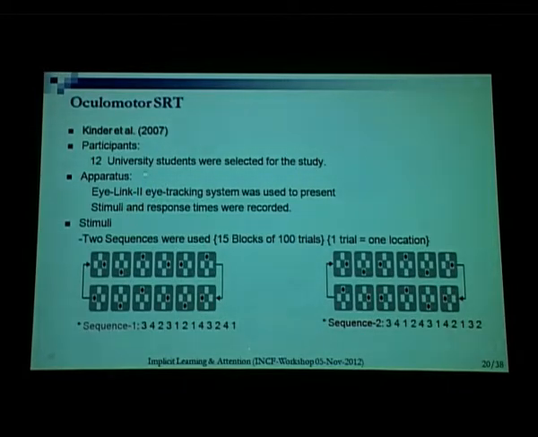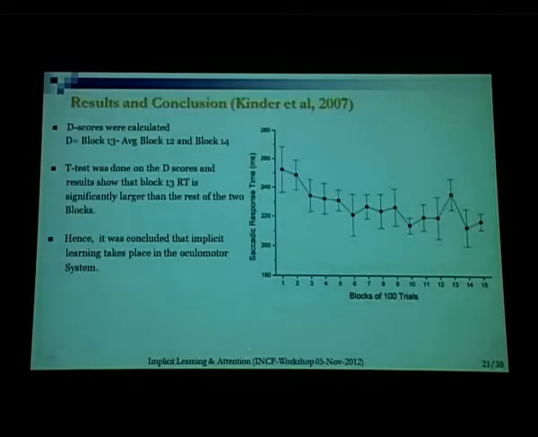In this paradigm, Kinder 2007, they gave a sequence that follows these locations. These numbers are numbered 1, 2, 3, 4 like this, and what is shown is a sequence of 12 locations where subjects make a saccade to that location. Now what they have shown in the study is that the oculomotor system also exhibits SRT, right? So this implicit learning and the classic SRT effect is observed.